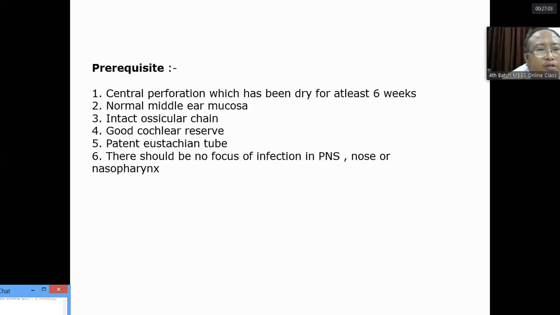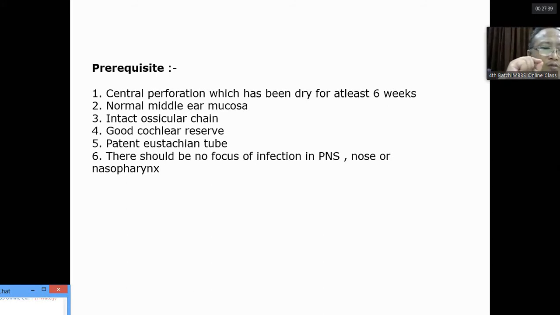These are the prerequisites. Before going to the surgery, these are the criteria which should be followed strictly. There should be a central perforation. Central perforation means the perforation should be in the pars tensa part. And the ear should be continuously dry for at least 4 to 6 weeks.